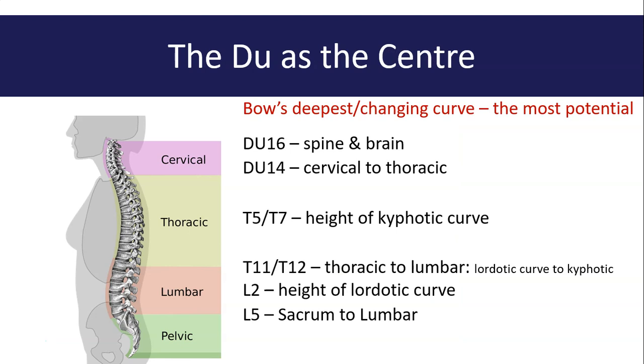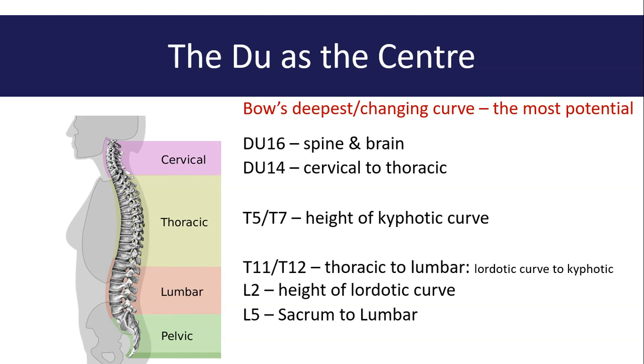Now let's look at the Du points. Du 16 is a very good point for the spine and for the brain. Du 14 is very good for all cervical issues, and this Du 14 can go down to vertebrae as well. So you can say C7 to T2 easily, and actually almost to T5.